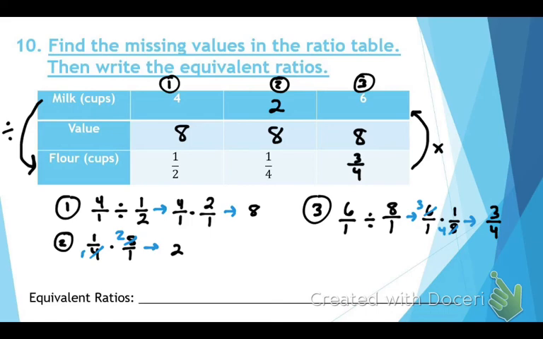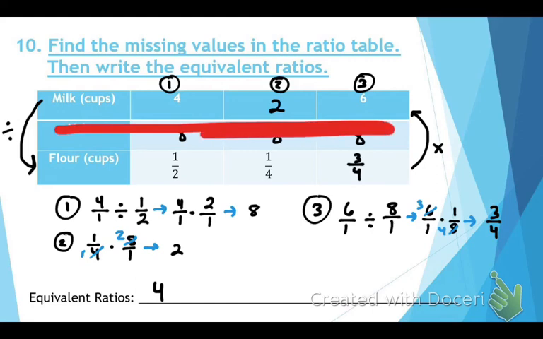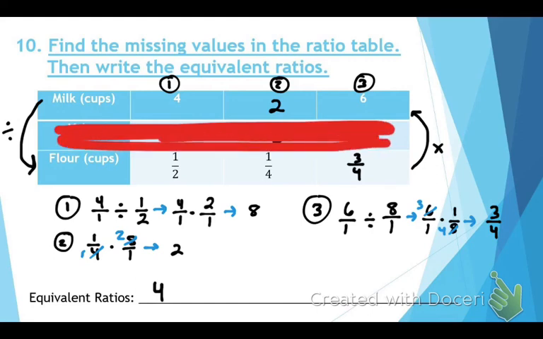Now remember, when you're writing equivalent ratios, we no longer need the value of the ratio. That was just the missing link to help us to get the milk in cups or the flour in cups. So instead now, we don't need the value right now. Instead, we are comparing the top number, the 4, to the bottom number, the 1/2, okay? So 4 cups of milk to a 1/2 cup of flour.